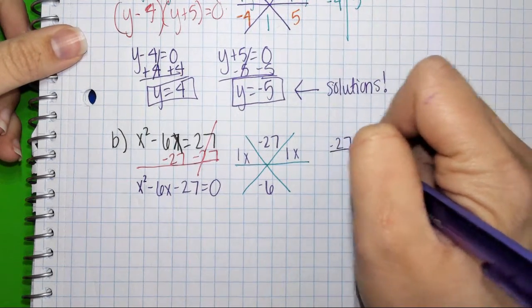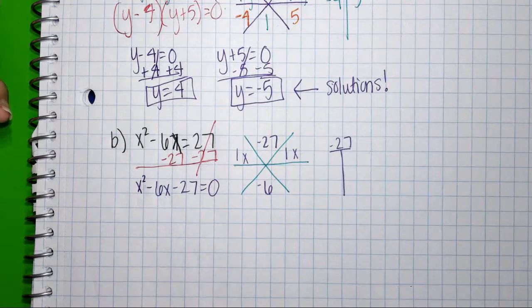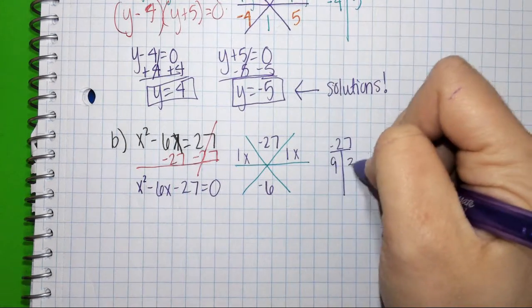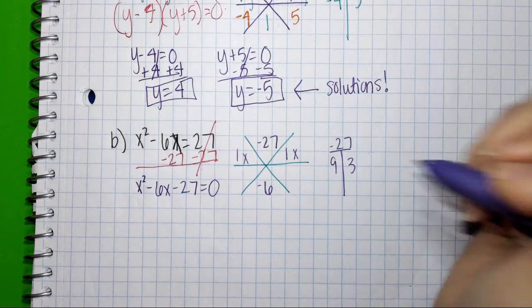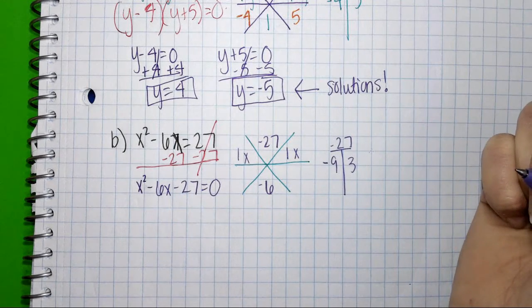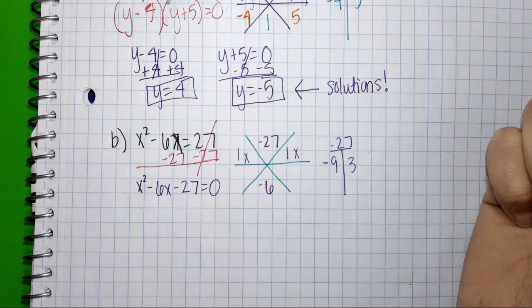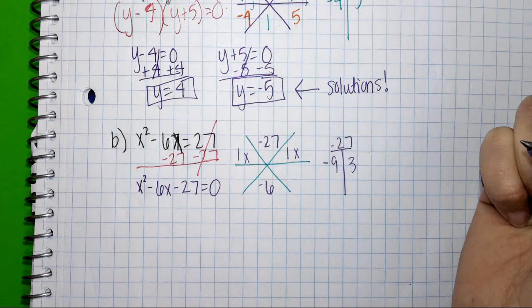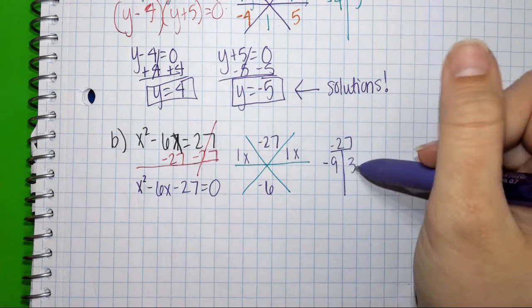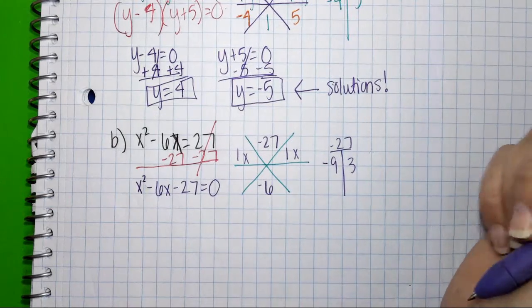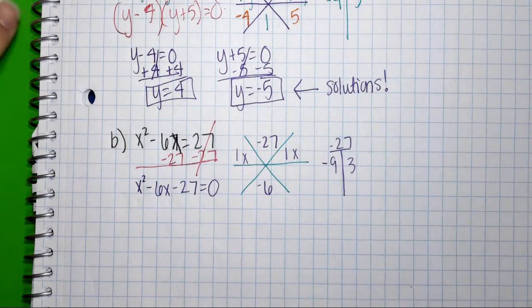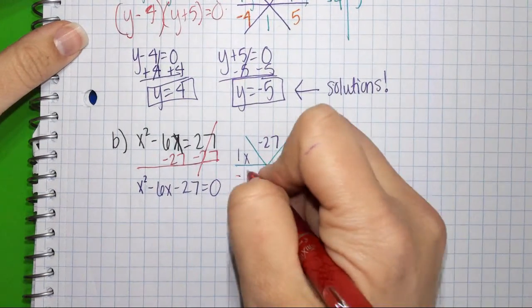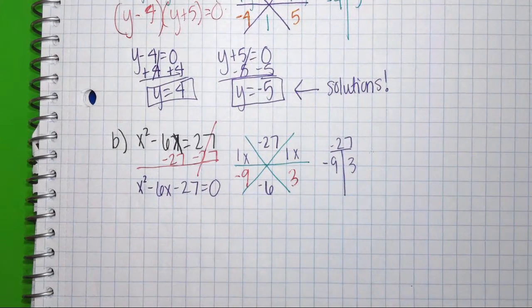Okay. 9, 3. And which one is negative? Negative 9, because it's bigger. Negative 9 plus 3 is negative 6. And that's what we need? Thank you. So negative 9 and 3.